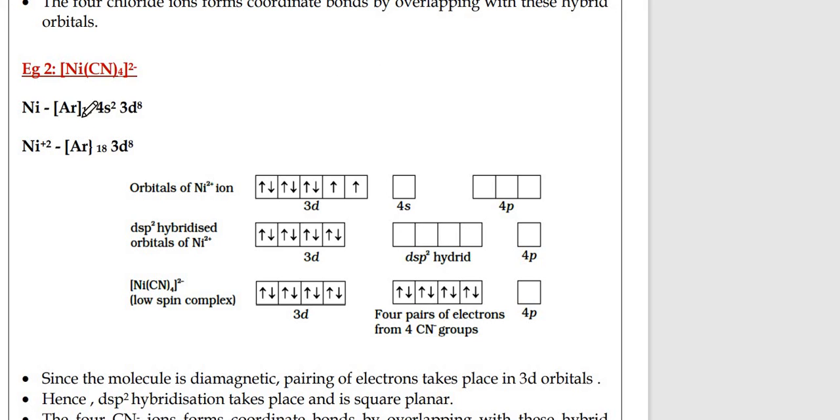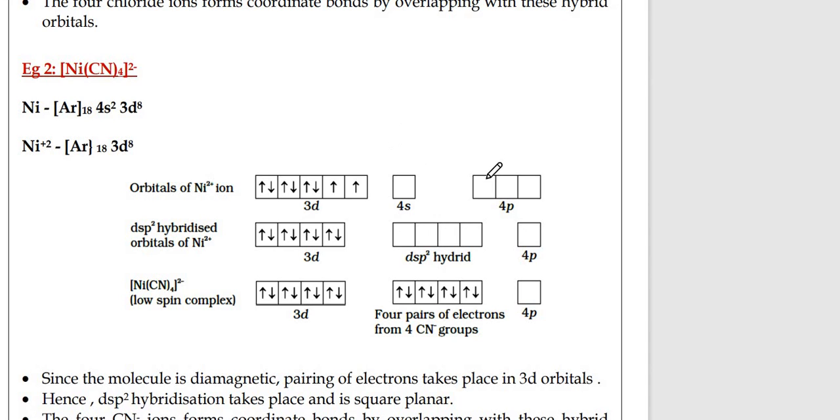So here also we'll write the configuration of nickel, that is nickel plus 2, because its oxidation number is plus 2 here. Usually nickel is 4s2 3d8, and since it is nickel plus 2, I'll remove the s electrons. It will lose 2 electrons, so the configuration will become 3d8. I can see the coordination number is 4, so I need 4 empty orbitals.